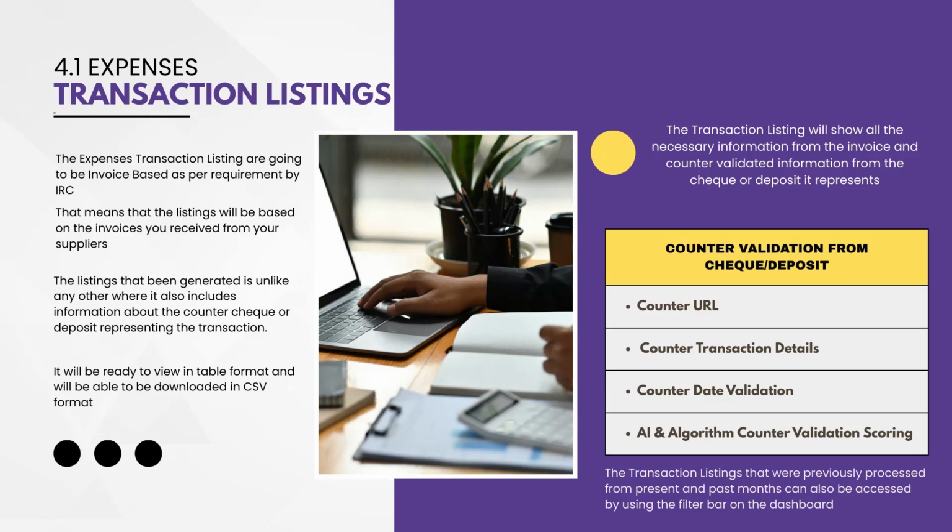This is where the true power of AI and computation is flexed. All the transactions are validated using a double-layered scoring system by AI and algorithm, where both are given a scoring in percentage with justifications of their scoring. On a side note, the transaction listings that were previously processed from present and past months can also be accessed by using the filter bar on the dashboard.